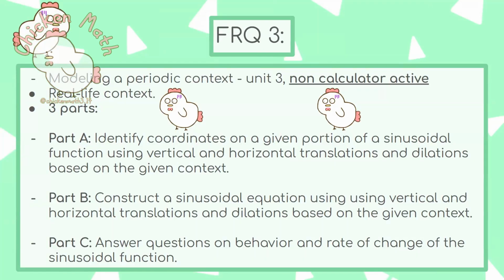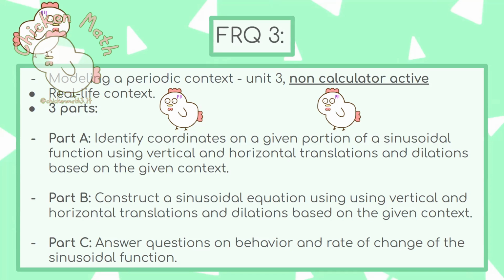Okay, so FRQ 3, this is going to be the first of the 2 non-calculator active questions. It's 3 parts. So part A, you're going to be identifying coordinates on a given portion of a sinusoidal function, so a sine or a cosine wave. And you're going to be doing that from looking at vertical and horizontal translations and dilations based on the context of the question. Part B is going to be constructing the actual equation by using these translations and dilations.